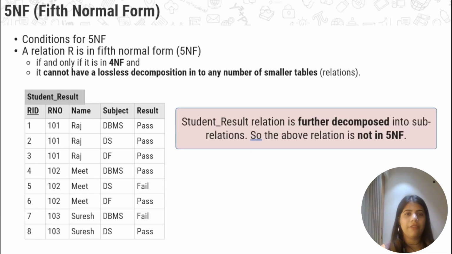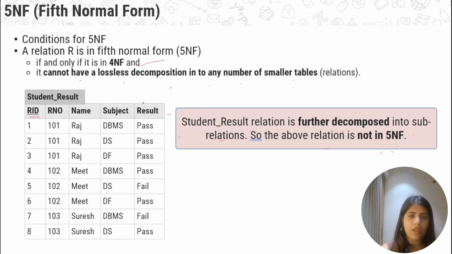Let's understand now 5NF, which is the fifth normal form. The condition would be, first and foremost, we already know that it has to be in 4NF. It cannot have lossless decomposition into any number of smaller tables. Which means the student result relation can be further decomposed into sub-relations. So the above relation is not in 5NF. This table can be further decomposed into sub-relations.